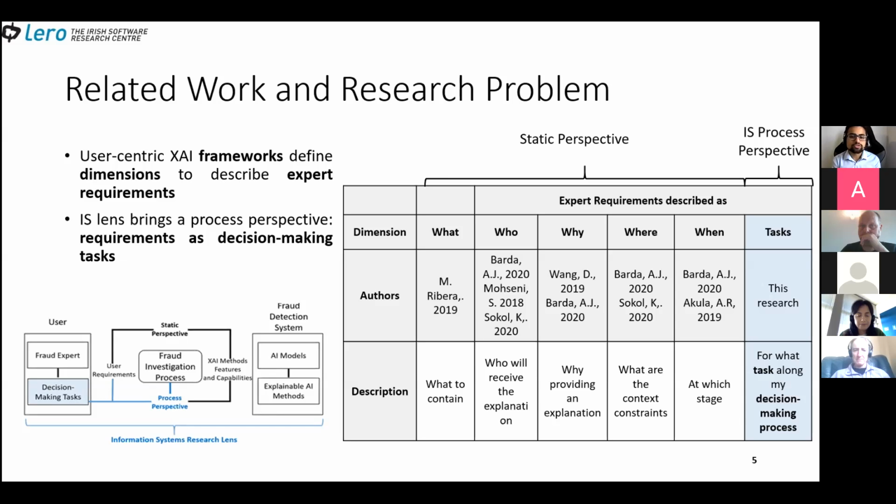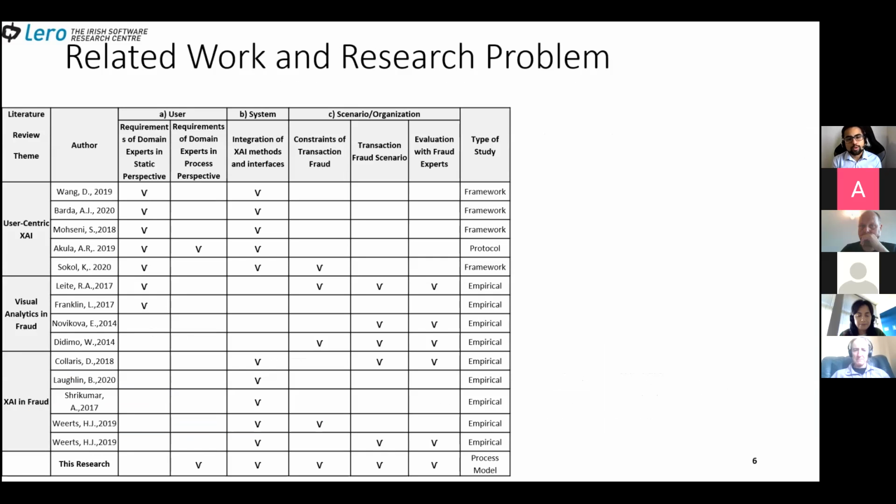So based on this theoretical background and lens, I expanded my literature review, which I present through my review table with a representative sample of studies from my literature review. So this literature was classified in 3 themes: user-centric explainable AI frameworks, visual analytics studies, and explainable AI studies supporting experts in fraud detection. I take my IS perspective to organize my findings in the table.